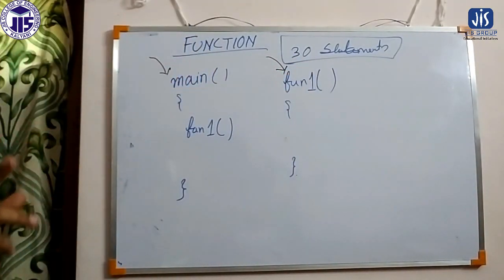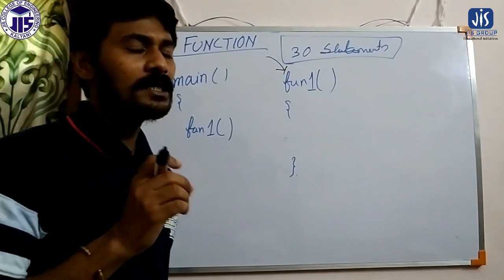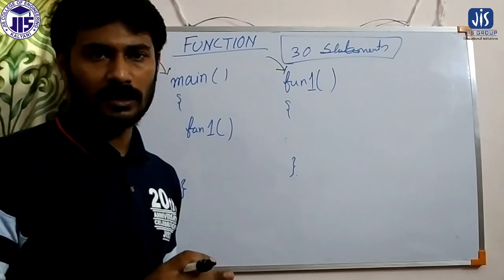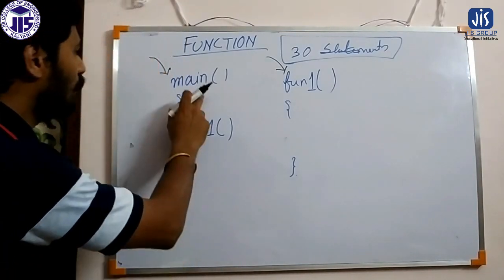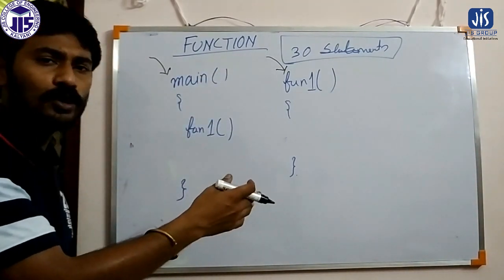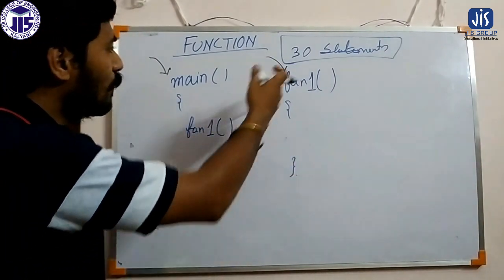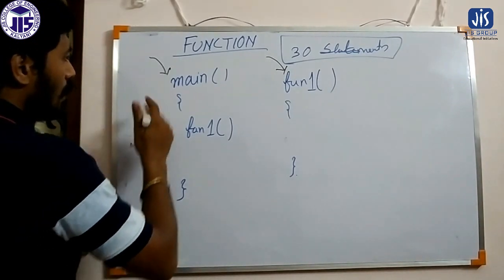Every program, as we know, without main no program can be executed. That means every program must have minimum one function, that is the main function. Other functions are not required; that depends on the programmer and on the problem. Depending on that we can create the function. Now two functions we have done.